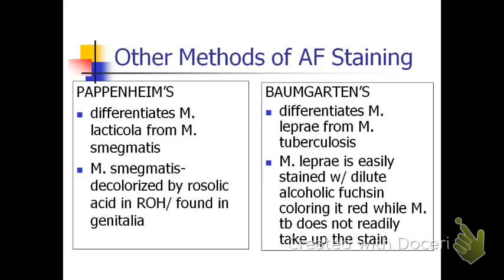And then another one would be the Baumgarten's method. It differentiates Mycobacterium leprae from Mycobacterium tuberculosis. Mycobacterium leprae is usually stained with dilute alcoholic fuchsin, coloring it red, while Mycobacterium tuberculosis does not readily take up the stain. So, those are other methods of acid-fast staining for you guys.